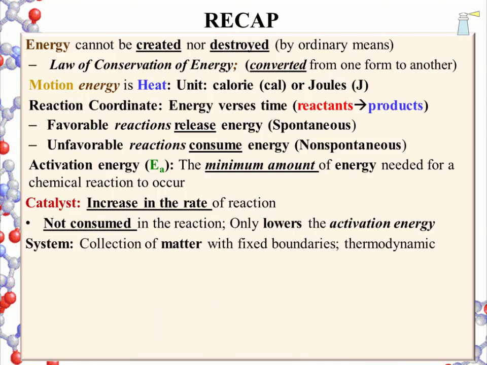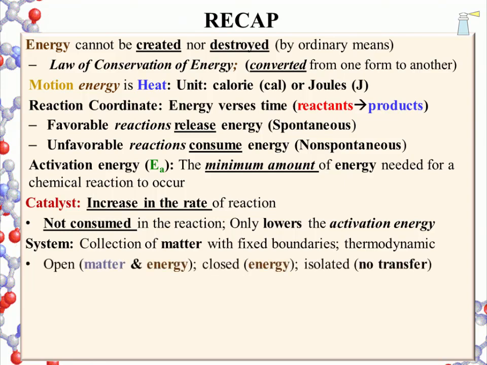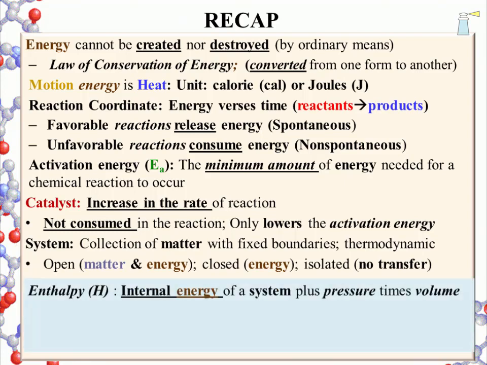There are three types of systems, and they are based on what can transfer between the system and the surroundings. In an open system, matter and energy can exchange. In a closed system, only energy can transfer. And in an isolated system, there is no transferring of energy or matter. An important thermodynamic quantity is enthalpy. Its designation is capital H. The definition of enthalpy is the internal energy of a system plus pressure times volume.